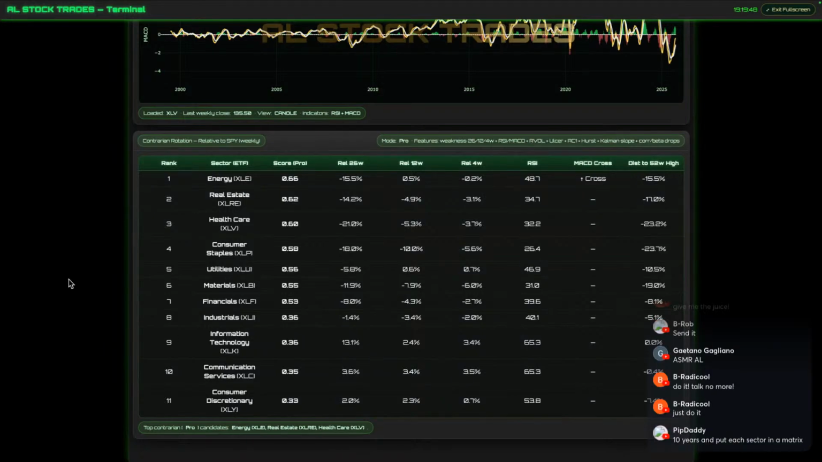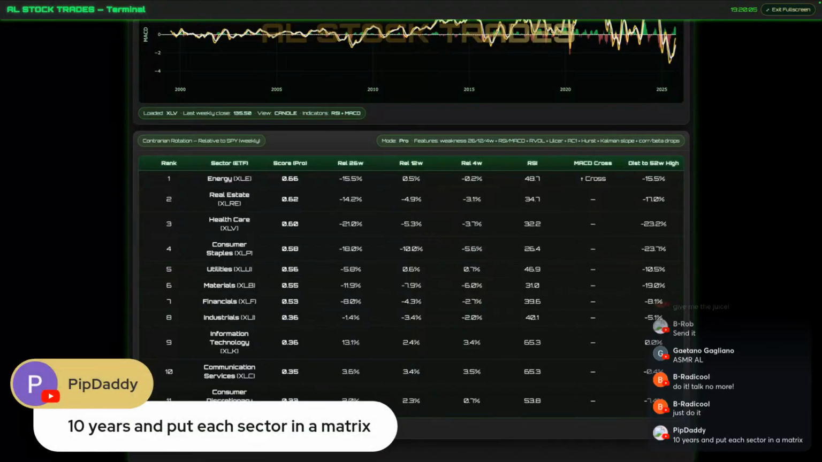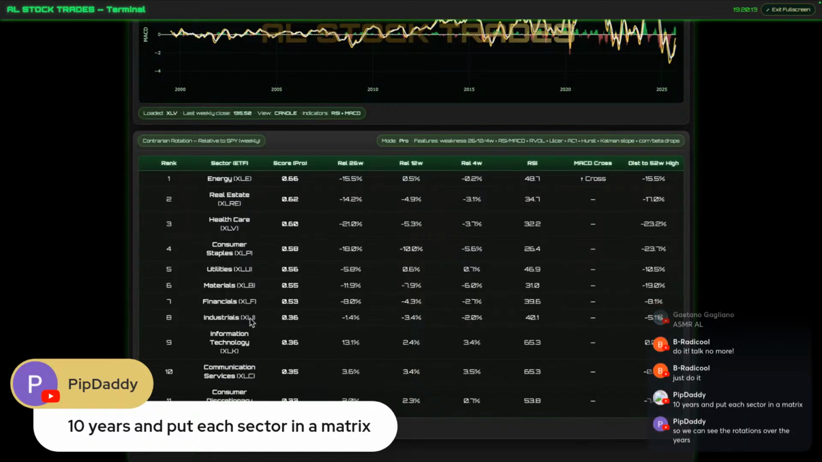So basically run the analysis and backtest it, because I only have this data right here in front of me. I don't have last year's data. I want to see 2023's data because I was curious to see if healthcare would be up there. Ten years, and put each sector in the matrix. Absolutely. So we can see the rotations over the years.